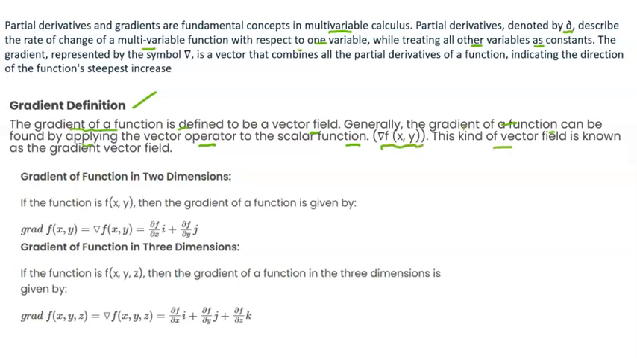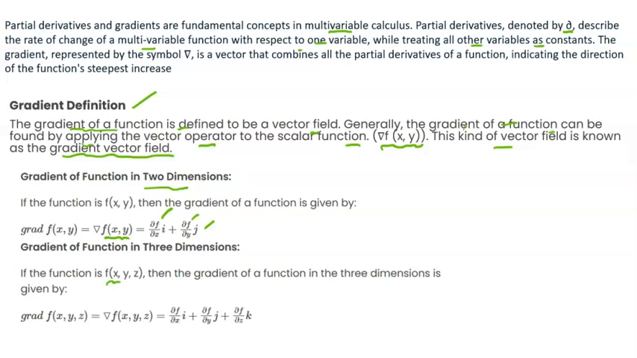This kind of vector field is known as a gradient vector field. For example, in two dimensions, the gradient is the partial derivative of f with respect to x, multiplied by i, the unit vector for the x-axis, plus the partial derivative with respect to y, multiplied by j. This is the two-dimensional gradient.